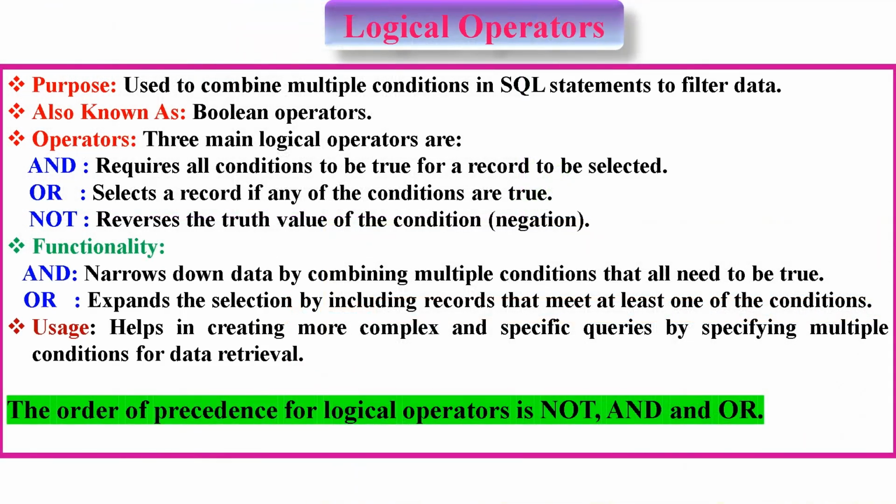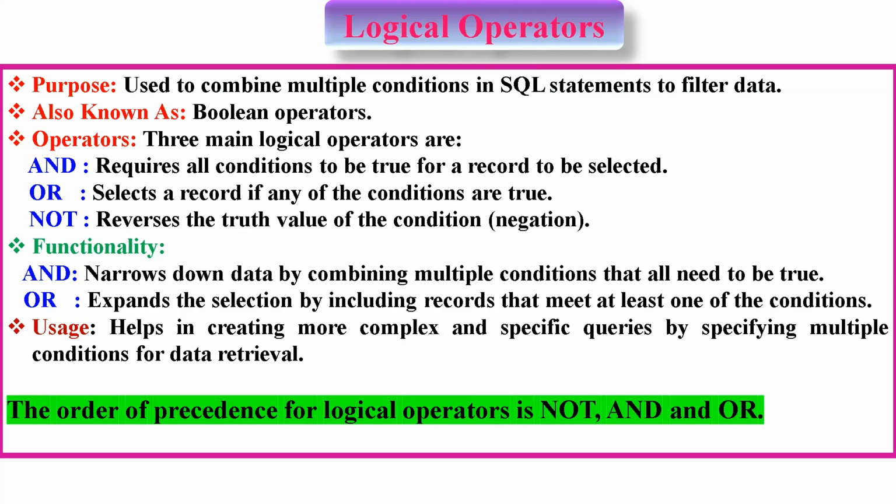Let's learn about the logical operator. The purpose of SQL logical operators: they are the operators used to combine multiple conditions in SQL statements to filter data. Logical operators are also known as Boolean operators. 3 main logical operators are and, or, not. The and operator requires all conditions to be true for a record to be selected. The or operator selects a record if any of the conditions are true. The not operator reverses the truth value of the condition, negation.